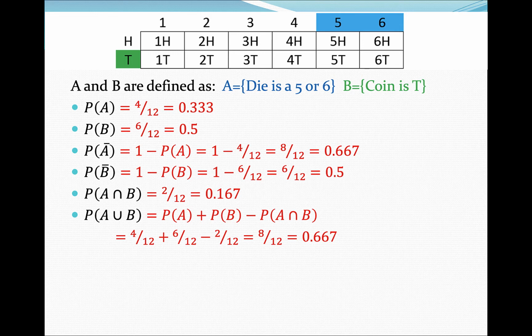And you can see the way this works is you just get 4 plus 6 minus 2, which is 8 over 12. That's that 0.667. That is the probability of A union B. And by the way, I don't really care if you use the rule or if you use the sample space. As long as you do it in a proper way, that's really what matters. In this case, you can use either one.